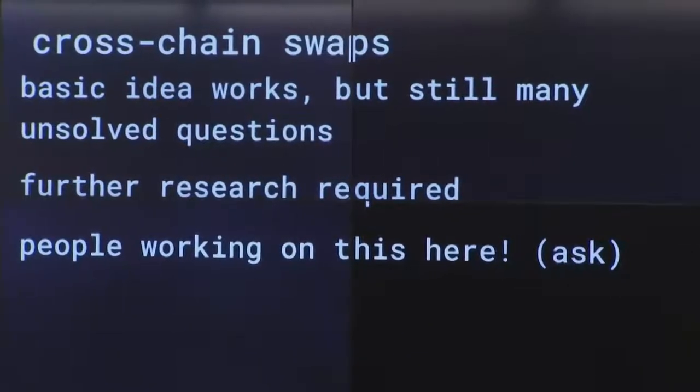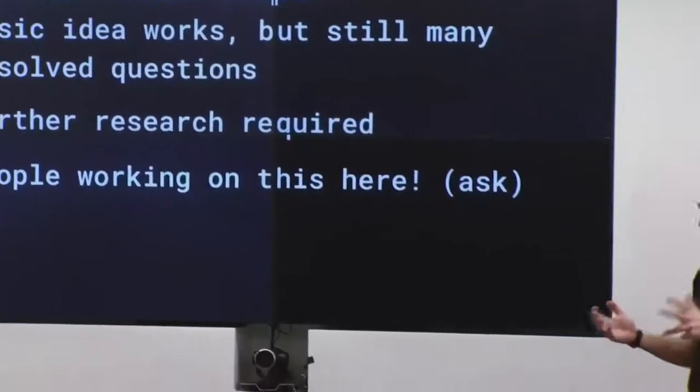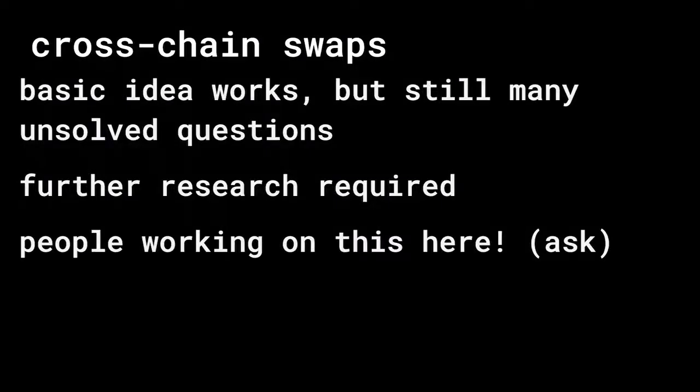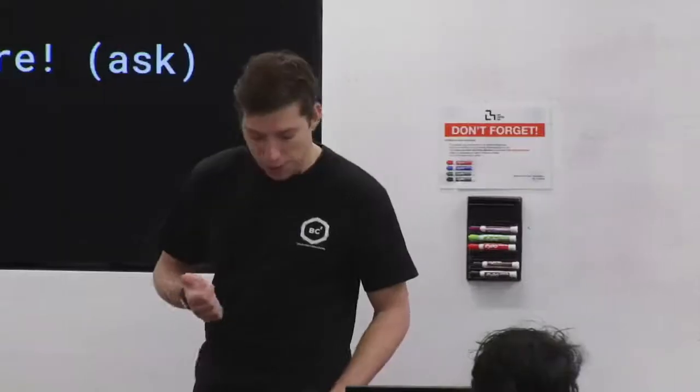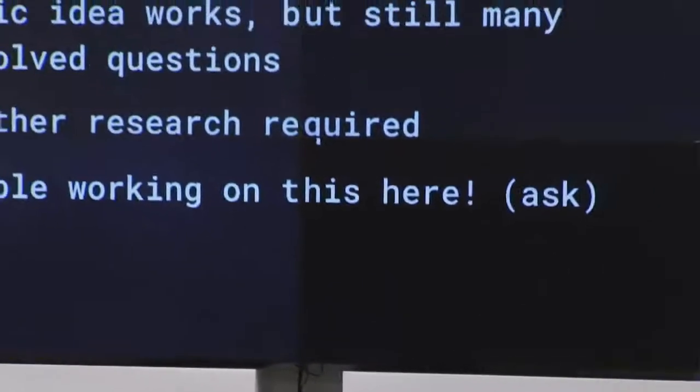And most of the Bitcoin developers are sort of like, great, now all these non-Bitcoin transaction data have left. And Bitcoin is just focused on moving Bitcoin around. Yeah, so the basic idea works. There's still a lot of unsolved questions. Further research required, which is great to hear when you're a researcher. And there's people working on this here.